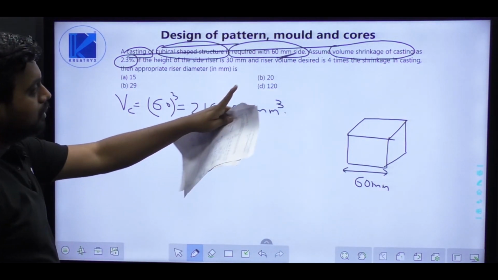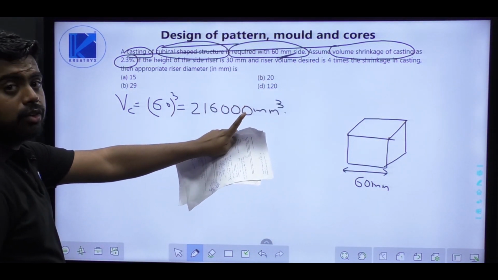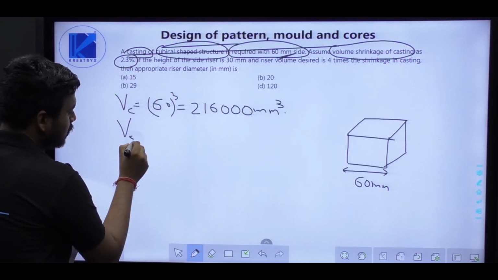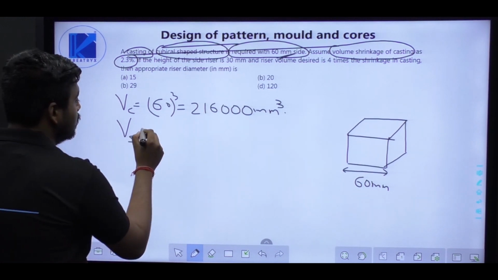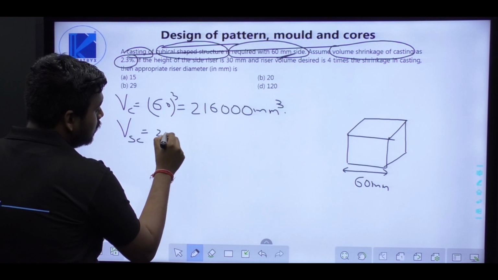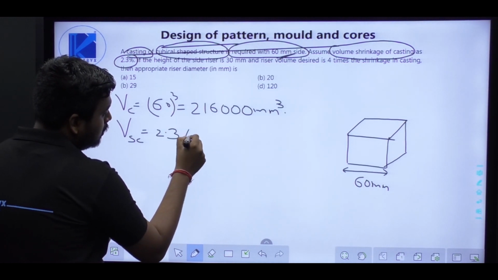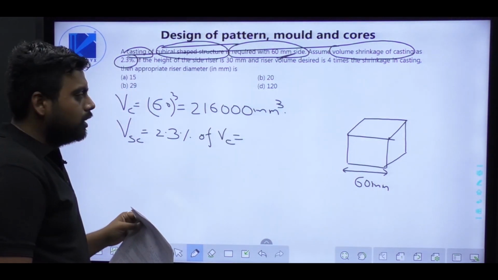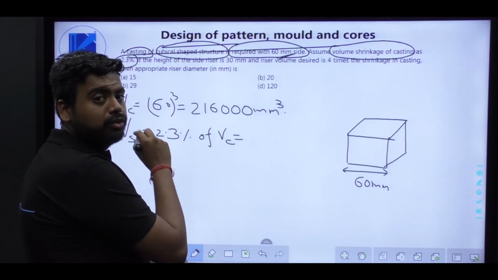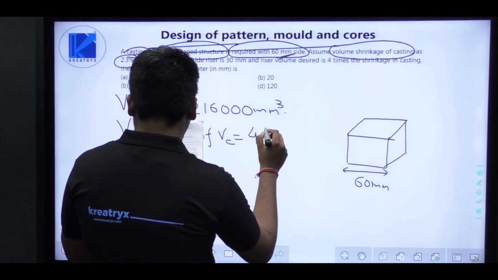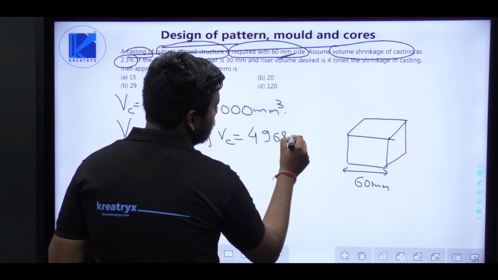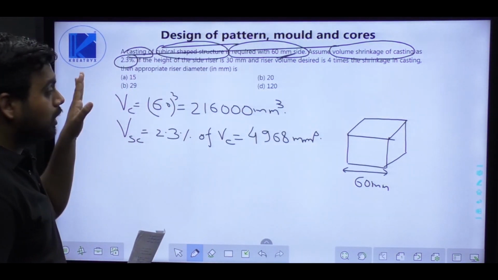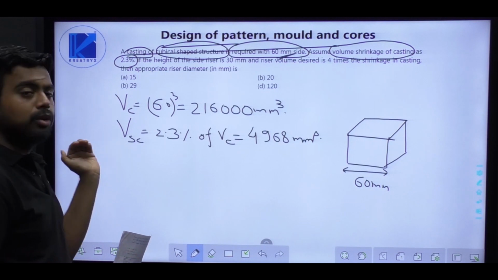So now friends, what is volume shrinkage of casting? Basically volume shrinkage of casting is 2.3% of the volume of casting. So volume shrinkage of casting, let's say I am denoting by VSC, is basically 2.3% of VC. So if you put the value and calculate, you will get the value of VSC, that is the volume of shrinkage of casting, as 4968 mm cube. So now friends, we have got the value of volume of casting and volume of shrinkage of casting.